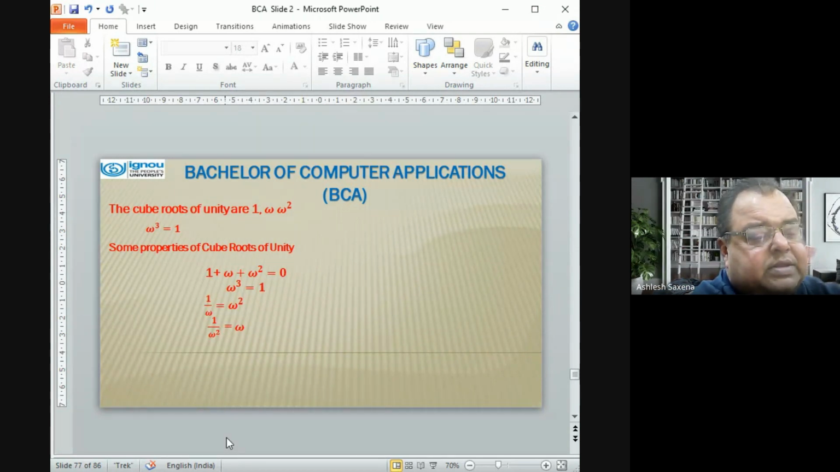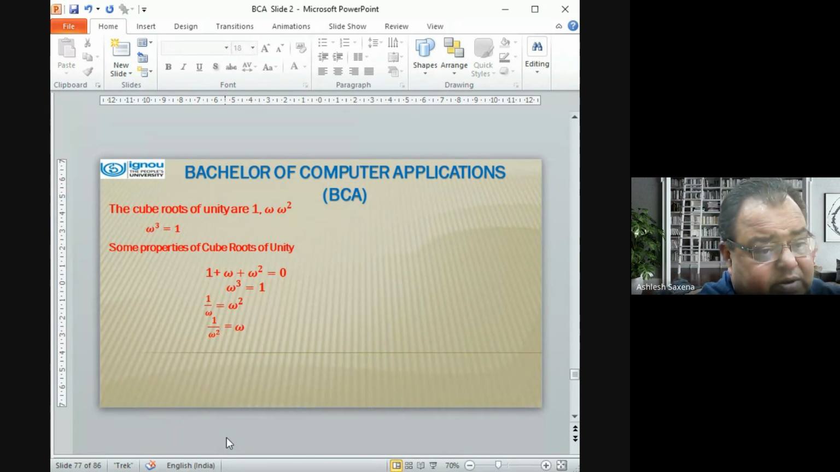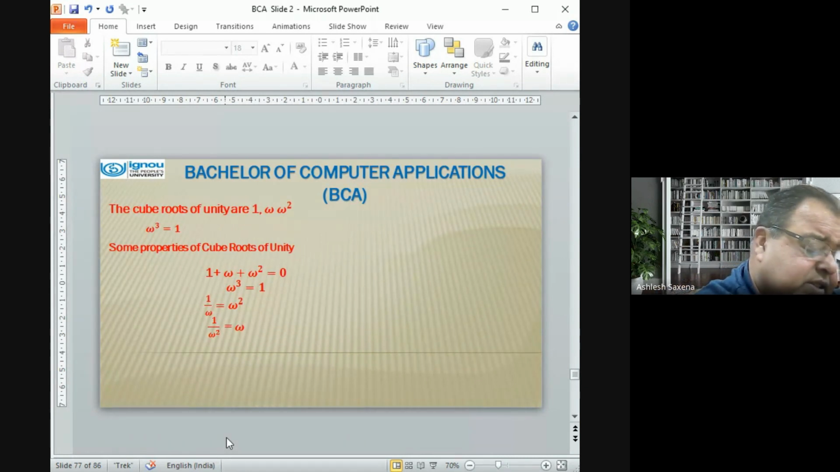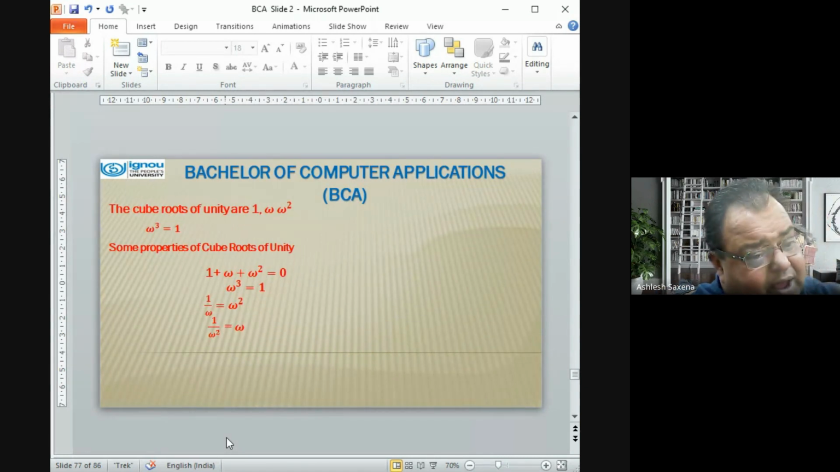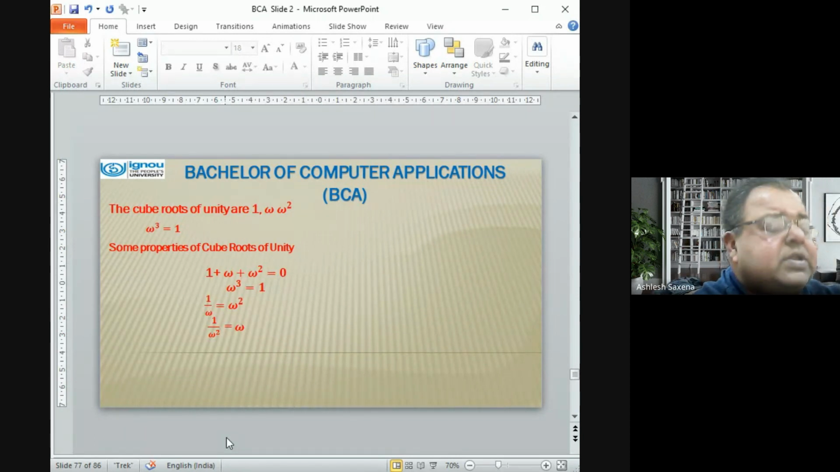We can write the cube roots of unity as 1, omega, and omega square, and omega cube is equal to 1. Remember this: omega cube equal to 1, and 1 plus omega plus omega square is equal to 0. So omega square is nothing but 1 upon omega, and omega will be equal to 1 by omega square. This is all by transformation, so it is basically up to your requirement and feasibility how and when and where to use these values.